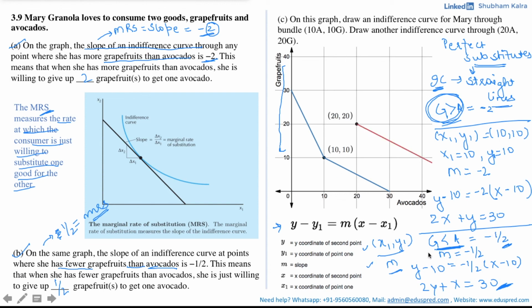If I first draw the line where Mary is consuming fewer grapefruits than avocados, having the slope of minus half, and this line also has a slope of minus half, these two lines will be parallel. It's just that the new indifference curve would be passing through the consumption bundle 20, 20. So all you have to do is just draw the parallel lines. Now let's draw the parallel line where she is having more grapefruits than avocados, which would look like this, where this red indifference curve is your final indifference curve, which is passing through the consumption bundle 20 avocados and 20 grapefruits, having the kink at the consumption bundle 20, 20.